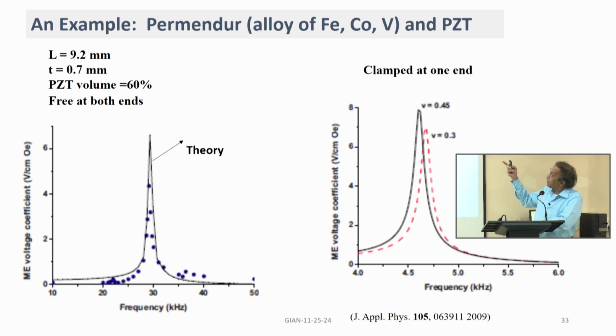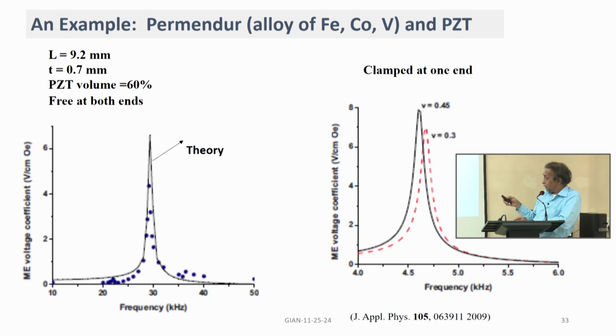This one is clamped at, okay, I'm sorry, this is a bilayer of permalloy and PZT. It's not a trilayer. The resonance that you see there is from bending, and here there is another bilayer of a different length. It is clamped at one end. So the bending frequency is much lower.